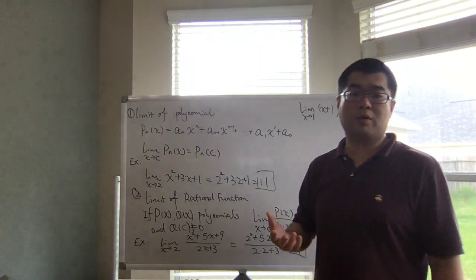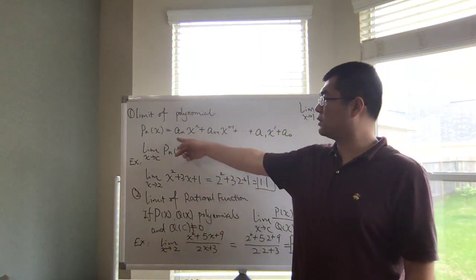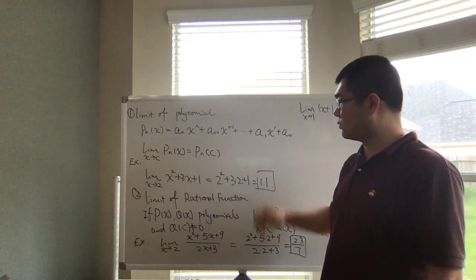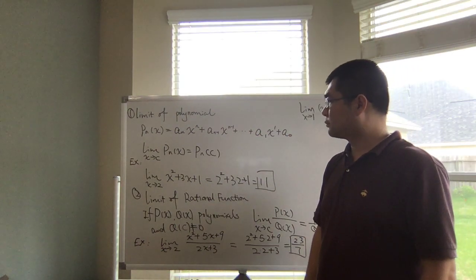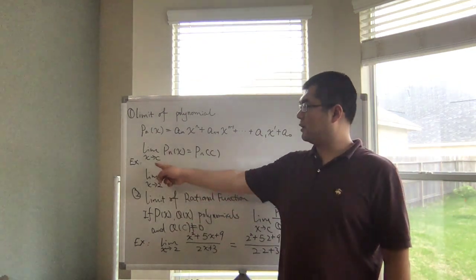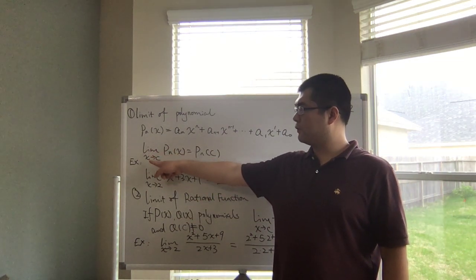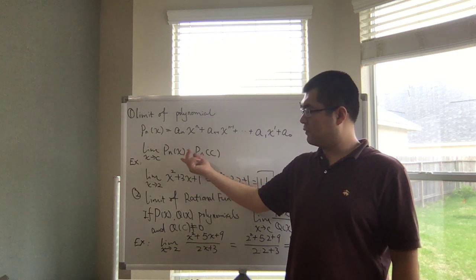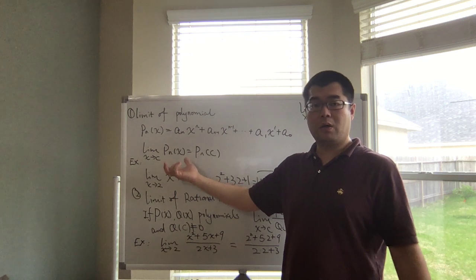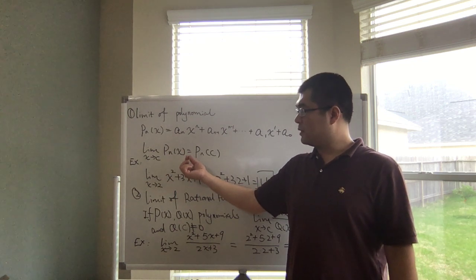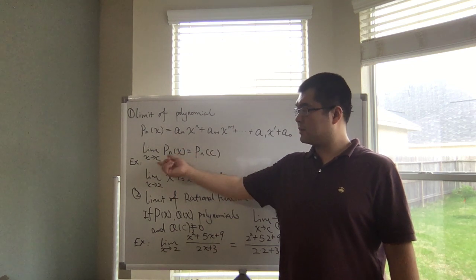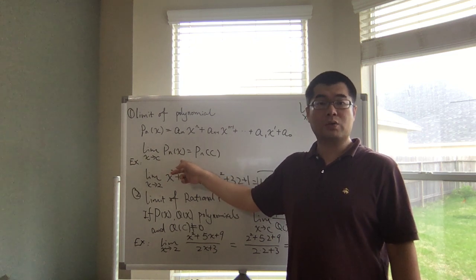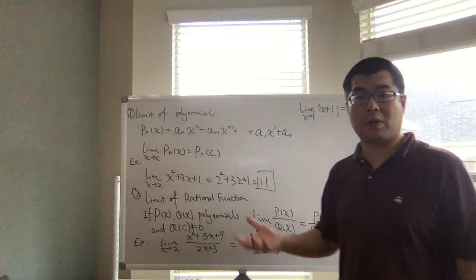Assume we have a polynomial with degree n. You can see this is the general polynomial written in decreasing order. The theorem says that if you're trying to figure out the limit as x approaches c of Pn of x, which is a polynomial of degree n, then that limit equals that polynomial evaluated at x equals c. In other words, just plug in.